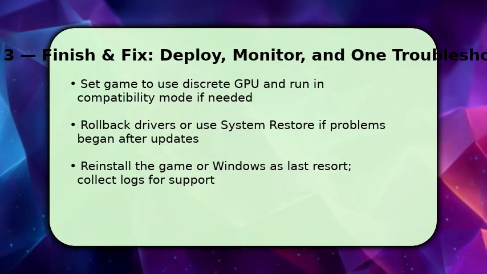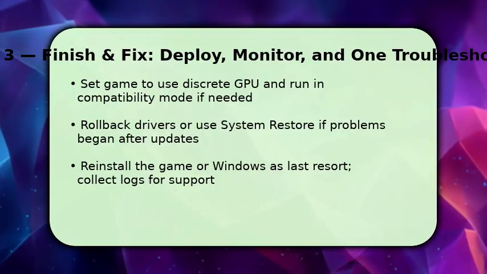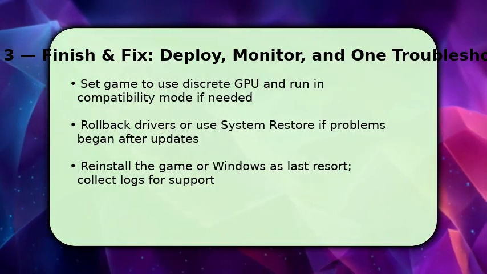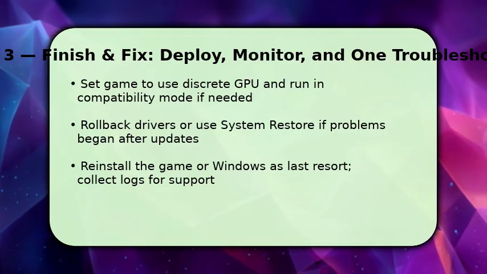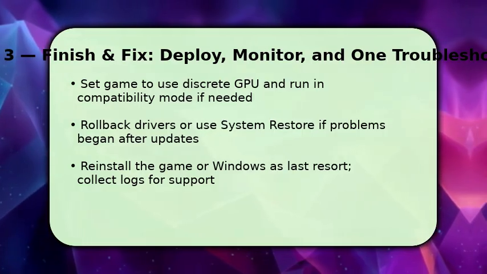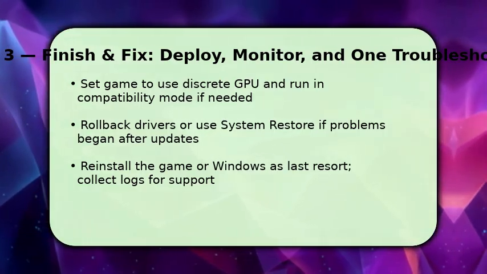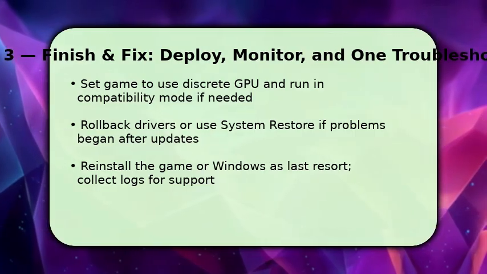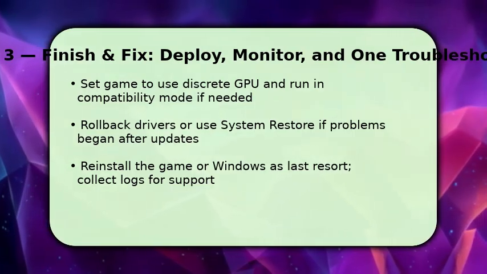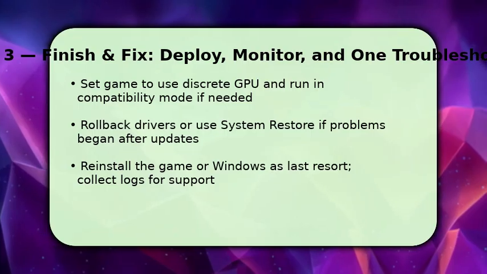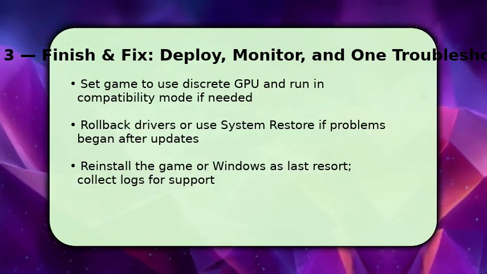Finish by ensuring the app uses your discrete GPU in system settings, and try compatibility mode for older titles. That often resolves API negotiation issues. If the error began after a driver update, roll back the driver or use system restore. As a last resort, reinstall the game or Windows to eliminate deep corruption.